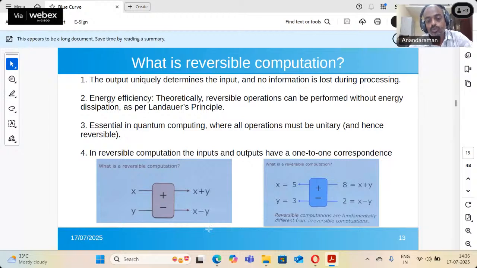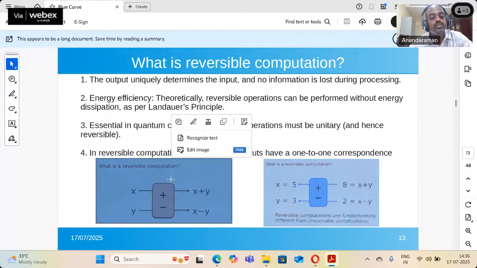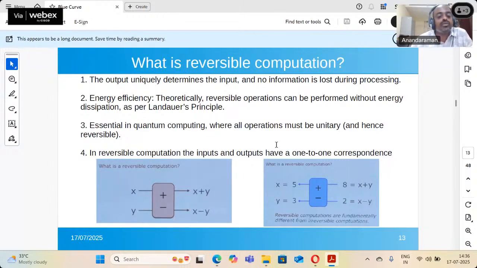So by having the output, that is the x plus y value and x minus y value, where x plus y is 8 and x minus y is 2, you can easily find out x and y. Then it becomes reversible. So 2x is equal to 10, x equals 10 by 2, which is 5. Similarly y: 8 is equal to 5 plus y, so y is equal to 8 minus 5, y is equal to 3. So this is reversible. To make any operation reversible, the number of inputs and the number of outputs should be the same.